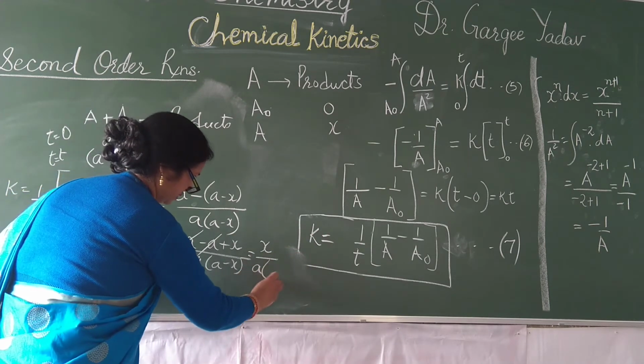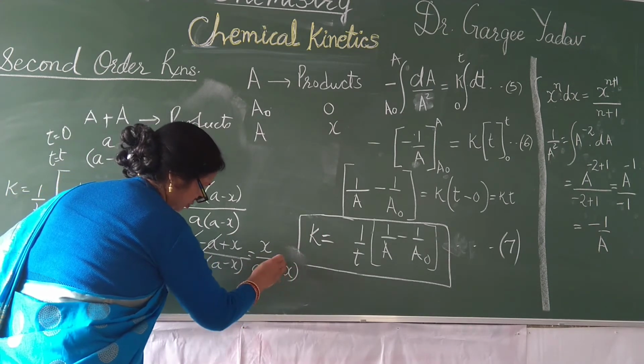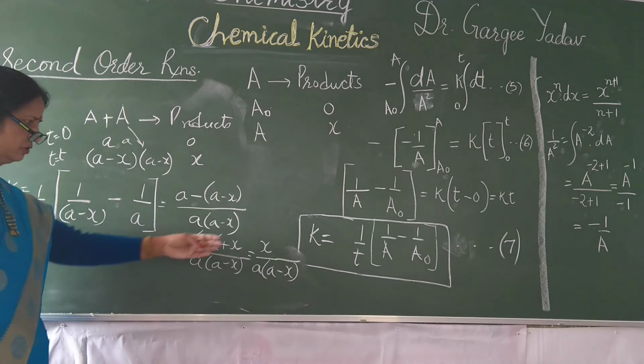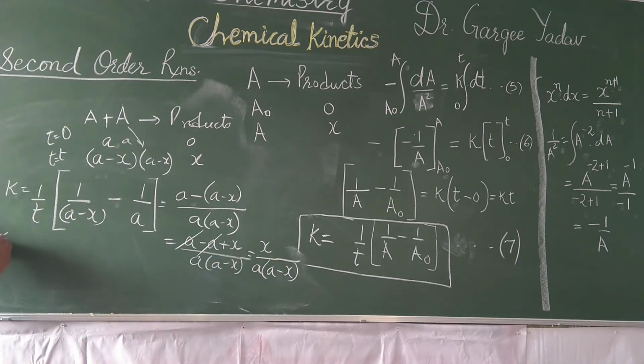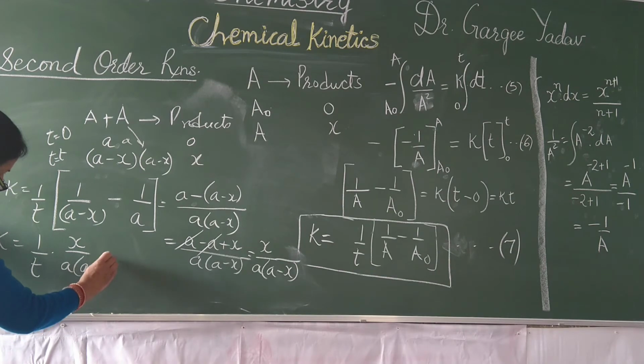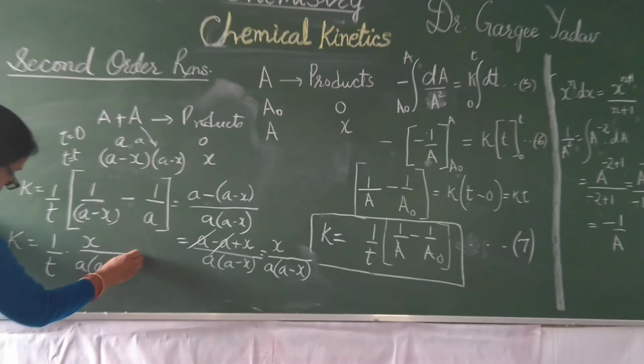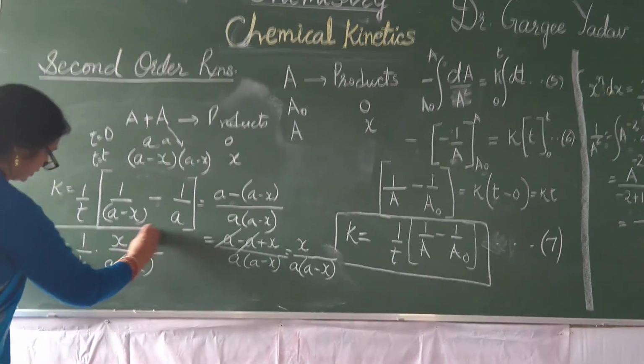So I have made it like that. So it will be X upon A into A minus X. So in your books it is written like that: k will be equal to 1 upon t, X upon A into A minus X. This is your equation for a second order reaction.